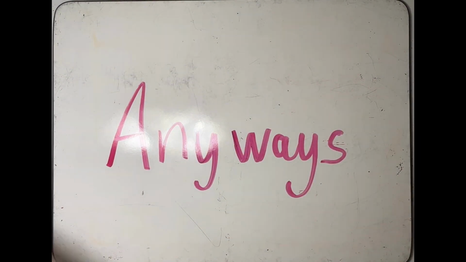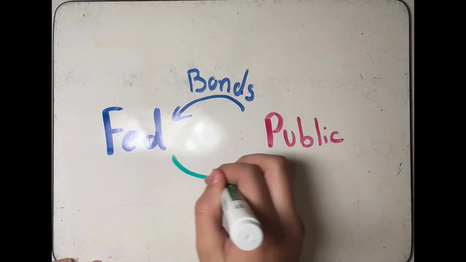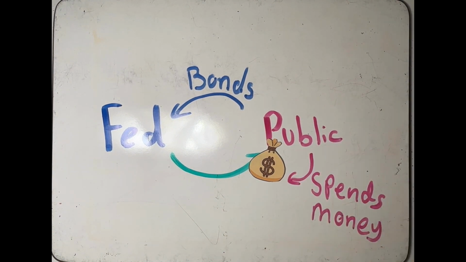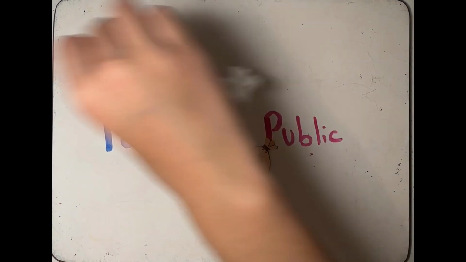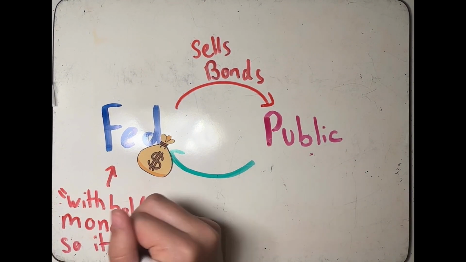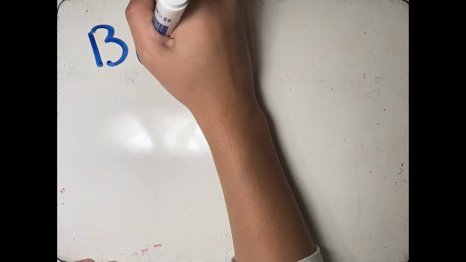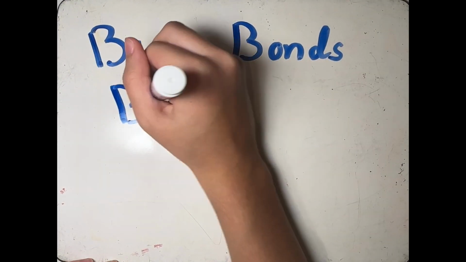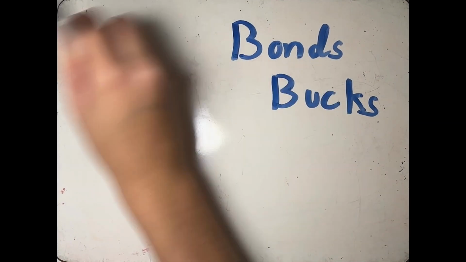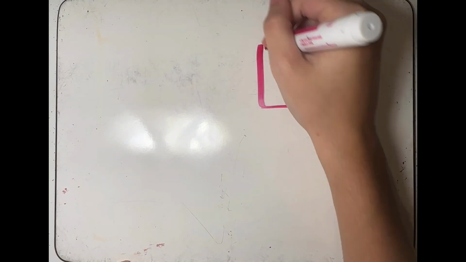All right. Anyways, if the Fed buys bonds, it is putting money into the hands of the people to spend, which stimulates the economy. If the government sells bonds, it takes money from the people, and that will slow the economy. A good mnemonic device to remember this is buy bonds, bigger bucks, and sell bonds, smaller bucks.